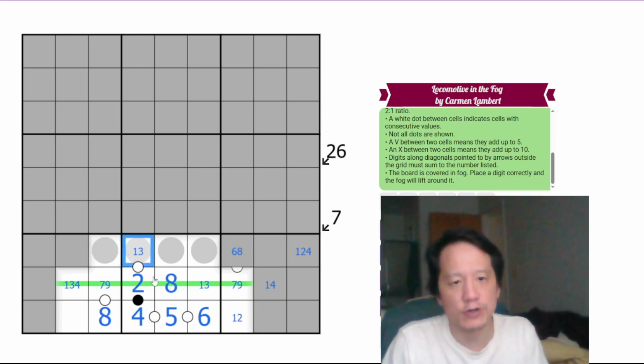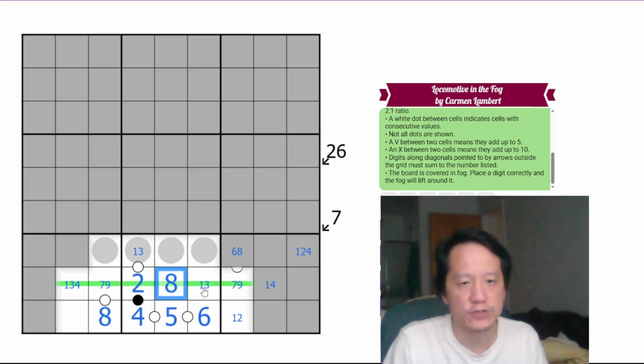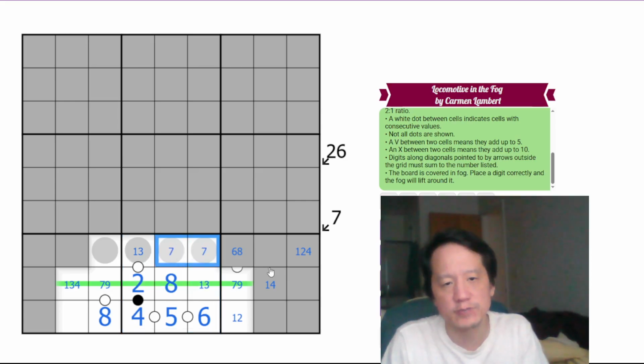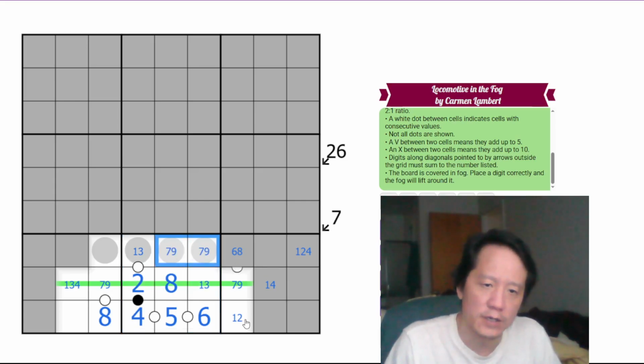This can only be 1 or 3 that are consecutive with the 2. This is then 1 of 3. This is 1 of 3. We have a 1, 3, 1, 3 pair in this box, which eliminates 1, 3 in the box. So this must be a 7, 9 pair here.